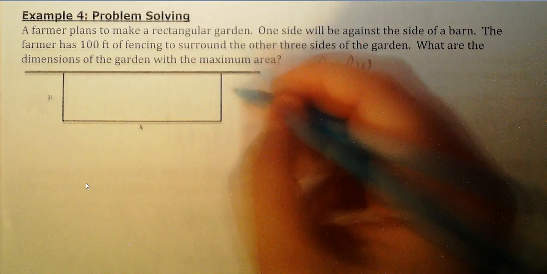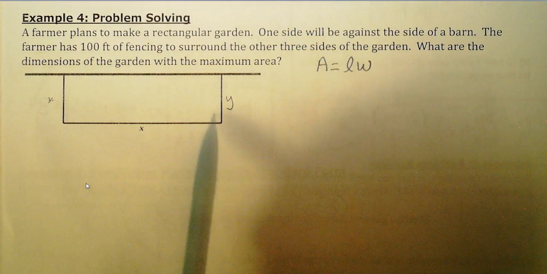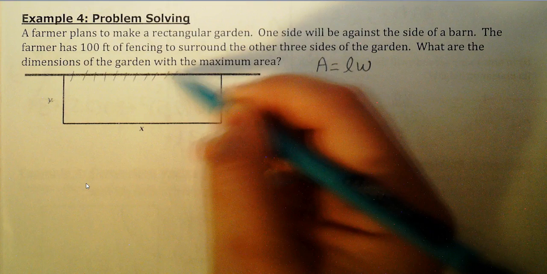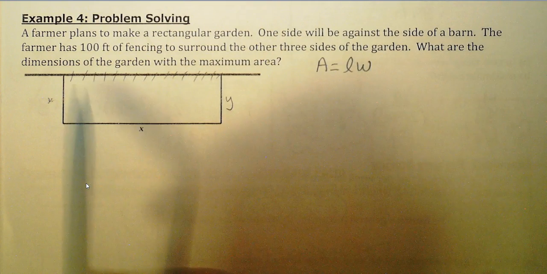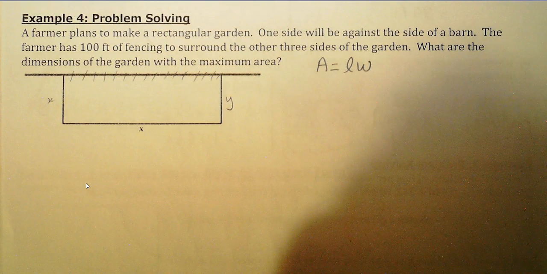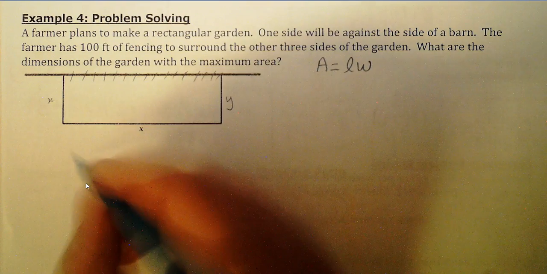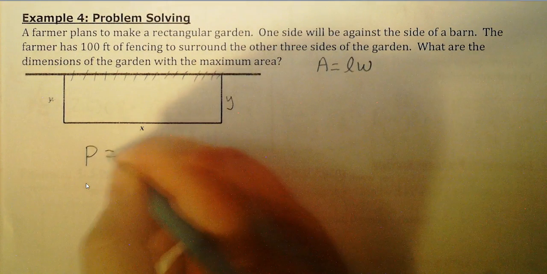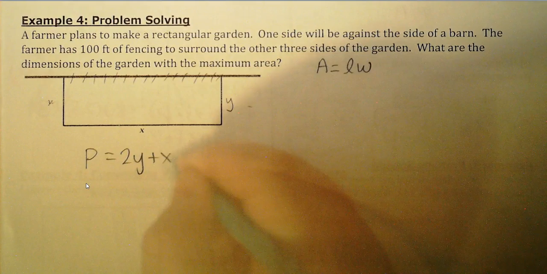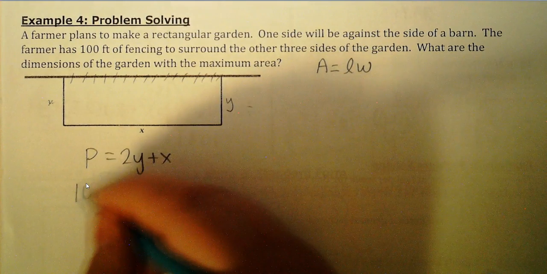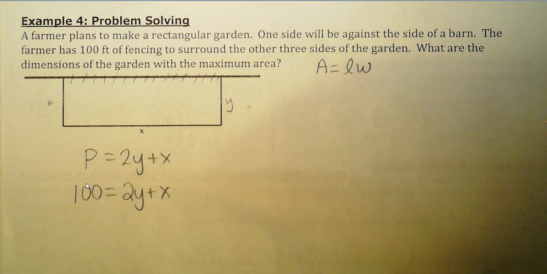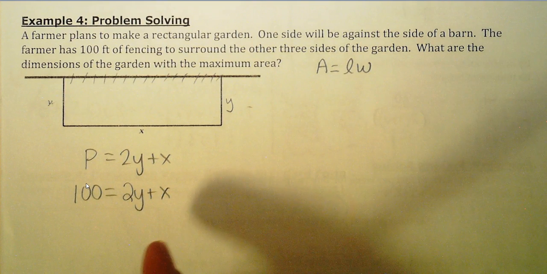So the opposite sides here, as I have it pictured, this side would be a Y. If I'm working with fencing and I've got this fence next to the side of the barn, let's say that's the side of the barn, I don't need any fencing to go along there because the barn could just provide that side of the fence. So in terms of my perimeter here, I would just have the two sides with the Y, so 2Y plus X, and then I know that they have 100 feet of fencing to work with, so I'm taking that from the problem.